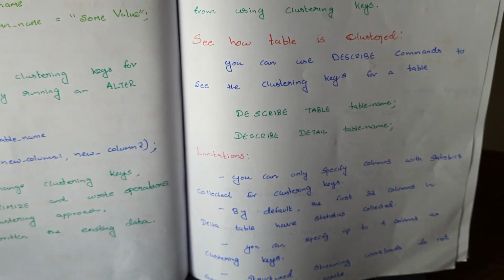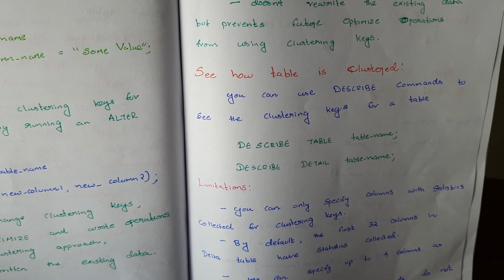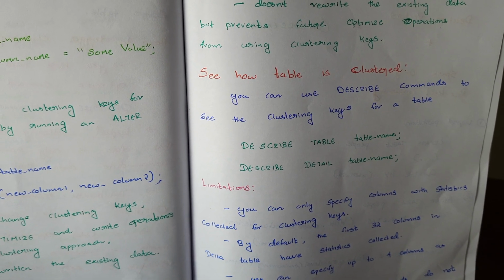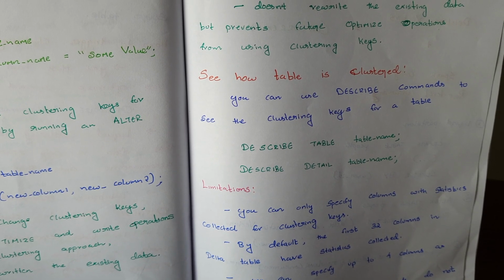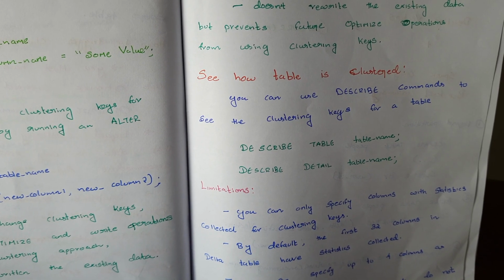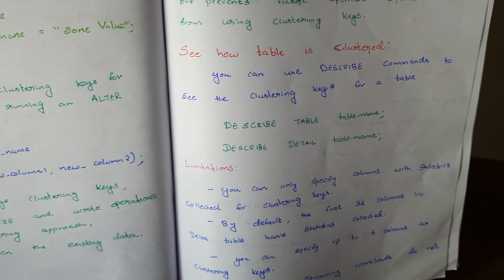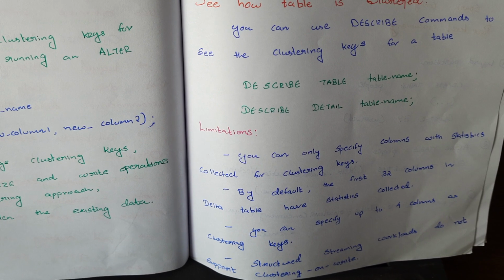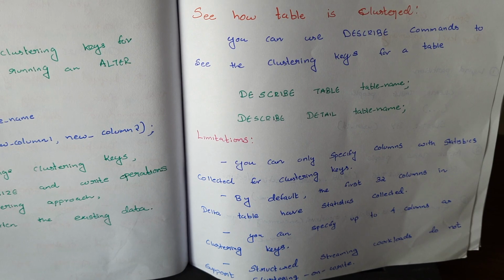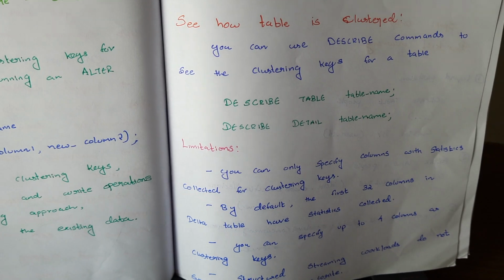Now we'll see the limitations, what are the limitations of cluster keys. You can only specify columns with statistics collected for the clustering keys. By default in Databricks, the first 32 columns in a delta table have statistics collected. You can specify up to 4 columns as clustering keys. So if you have a requirement of 5 or 6 key columns, this won't be supported. You can set a maximum of 4 columns as cluster keys.